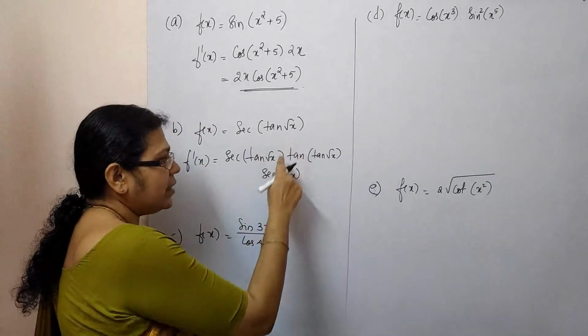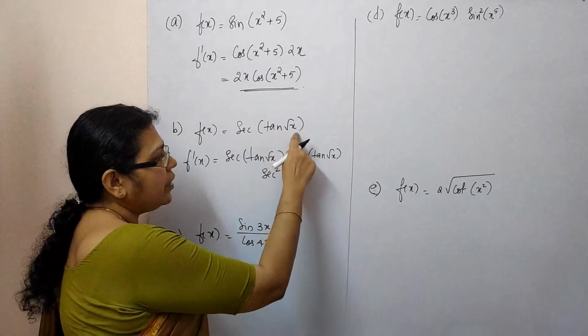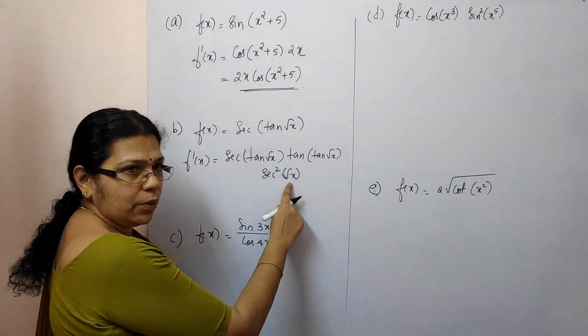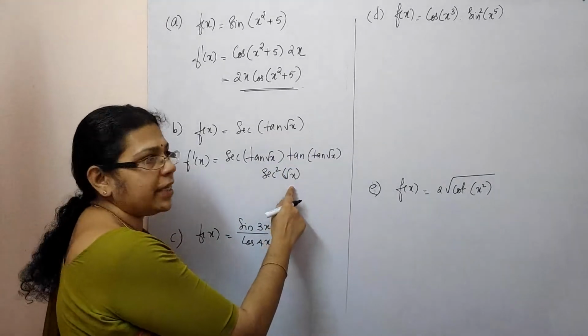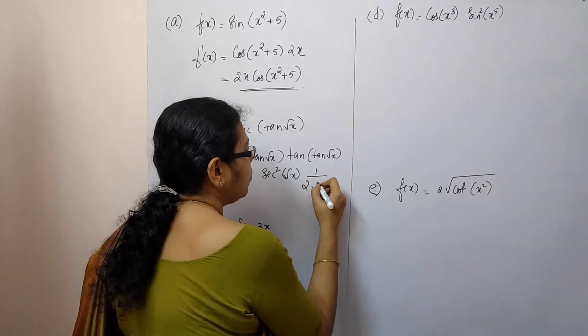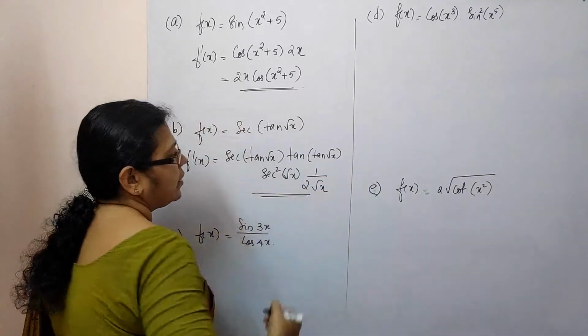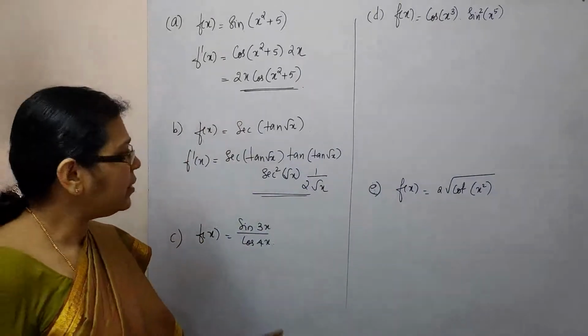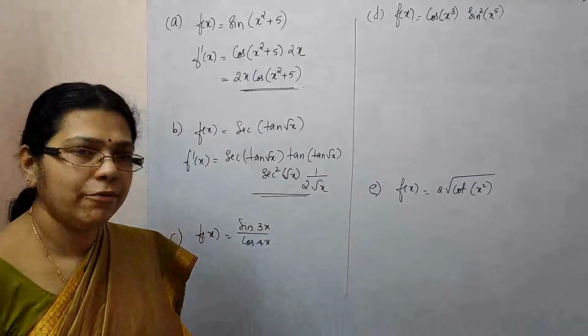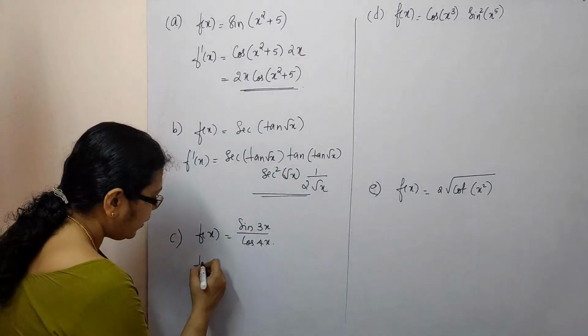The derivative of tan x is sec squared x. So here it is root x, so x is replaced with root x. Again, what is the derivative of root x? 1 by 2 root x. So that's the derivative of it. It's very simple, but only if you know the formulas. Now coming to the next one.